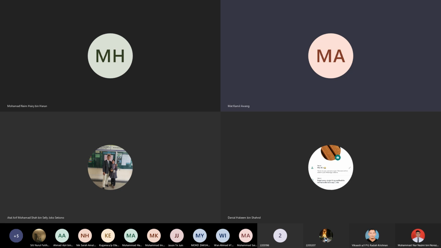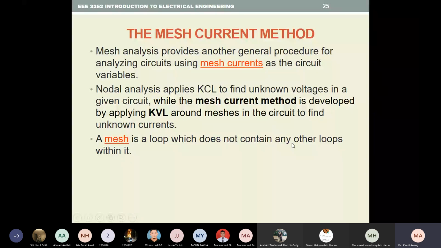We are going to continue with the mesh current method. We have gone through the nodal analysis. Now we are going to the second method, which is mesh analysis. Okay. So if in nodal analysis we use the KCL, Kirchhoff's current law, in the mesh current method or mesh analysis, we use KVL. Basically, the summation of voltage in a loop is equal to 0.